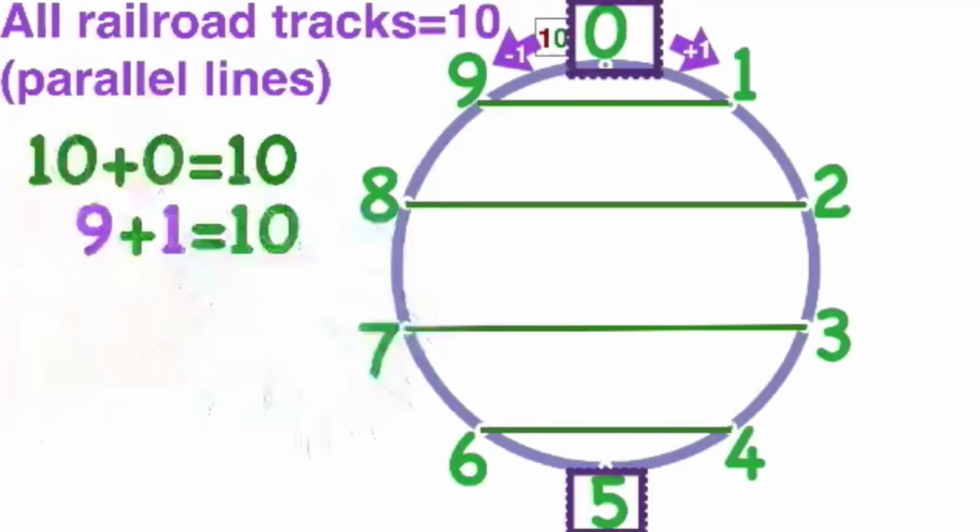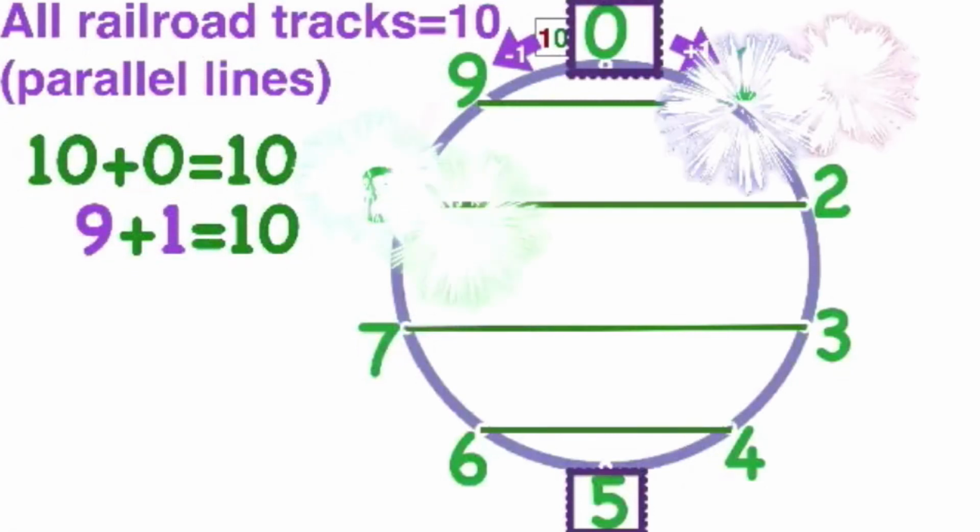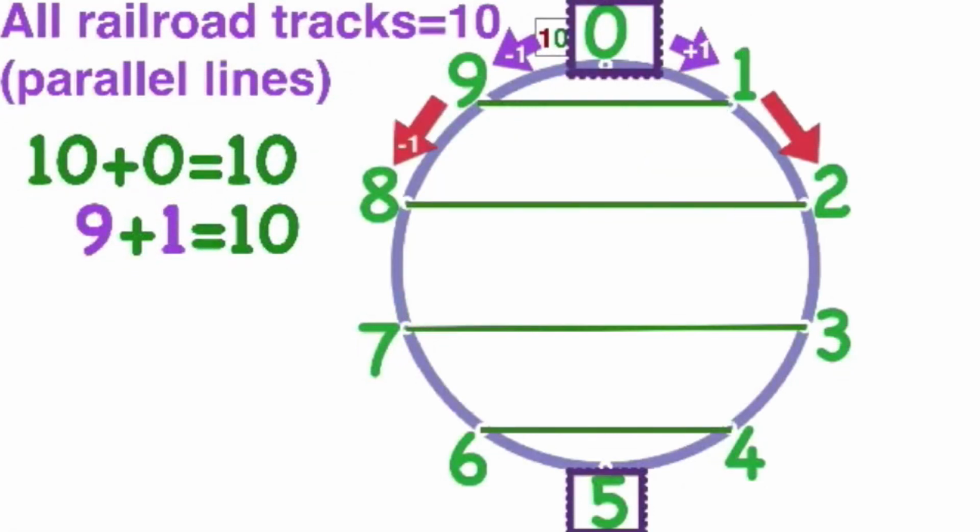Let's finish with 10 and 0. One gets smaller and one gets bigger. So it still adds up to 10. We go down in 8 and 2. Minus 1, also plus 1, equals 10.